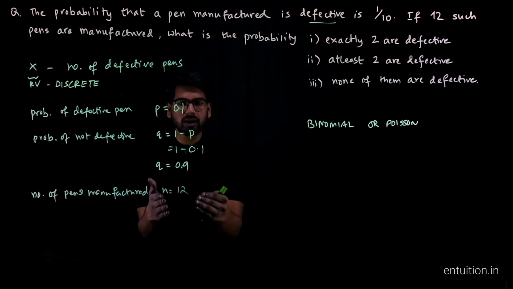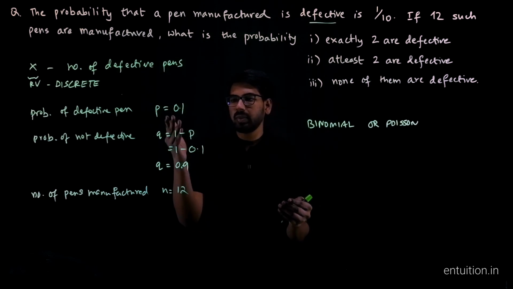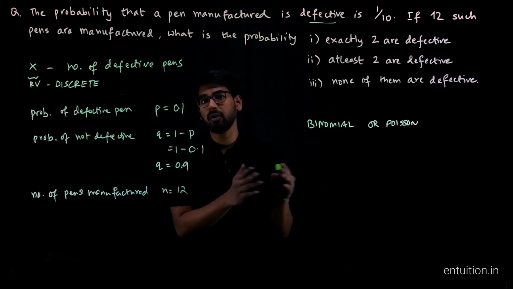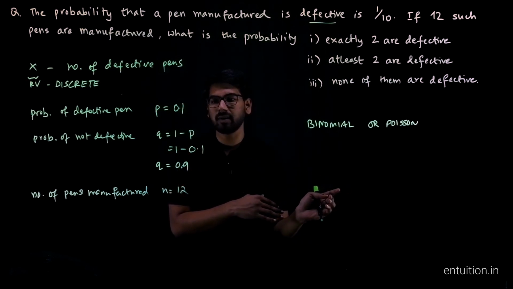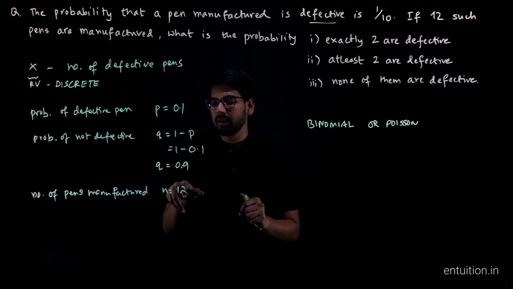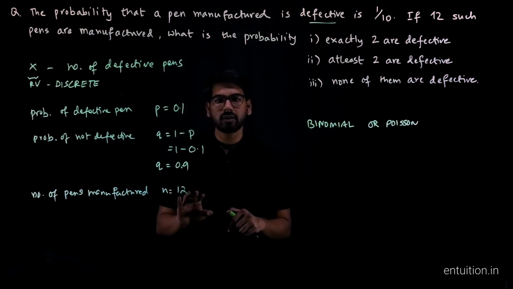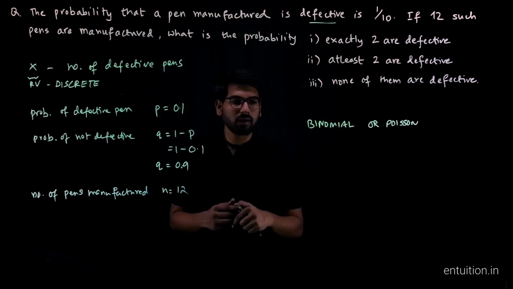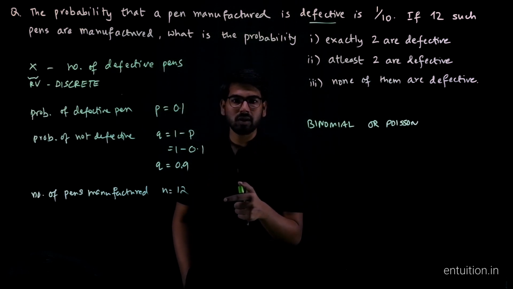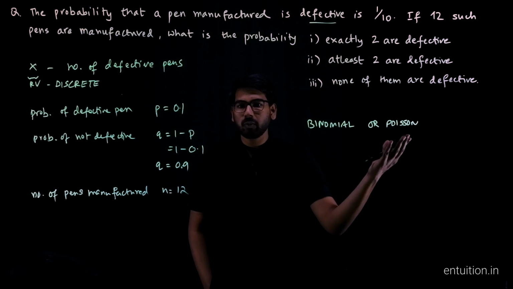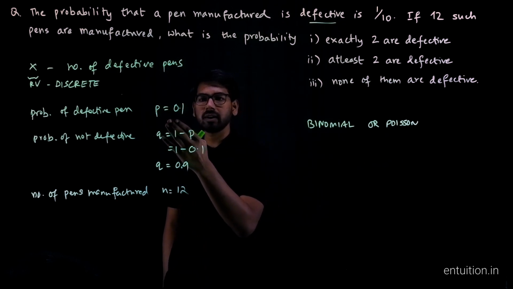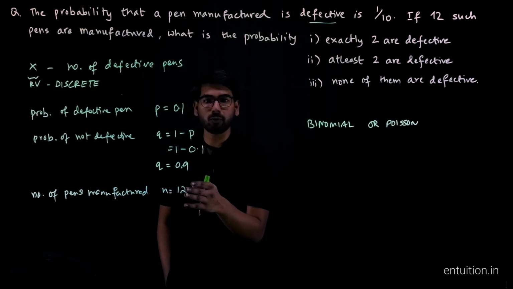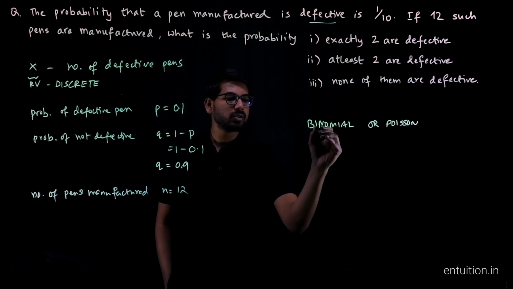So looking at p, q and n, we can say p is sufficiently large, not so small like 0.01 or something in two decimal places. And n is also pretty small, like out of 12 pens we need to calculate the probability that exactly 2 are defective. So it is a binomial distribution and not Poisson, because for Poisson we need either a very small probability like 0.001, or very large number of trials, like out of 2000 pens or something like that. So we will choose binomial.